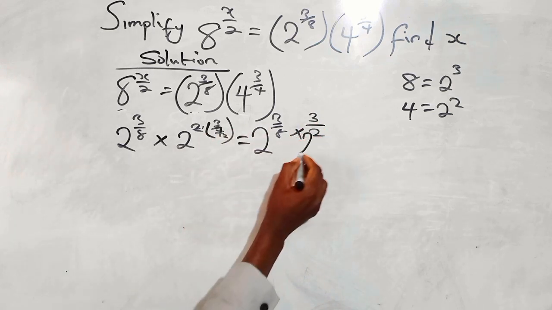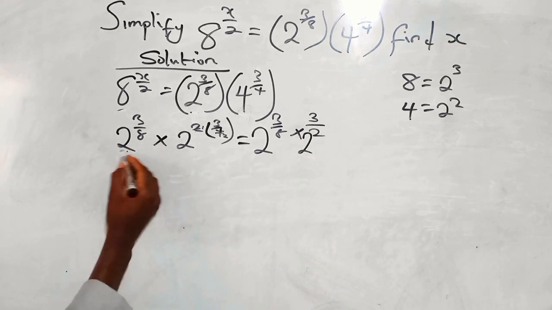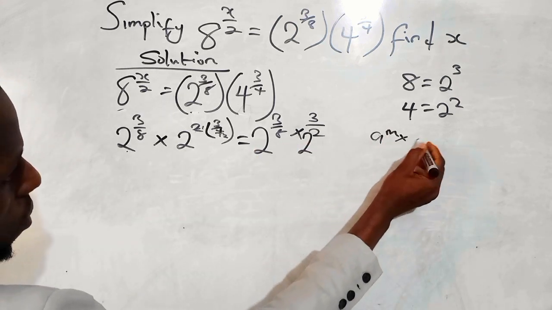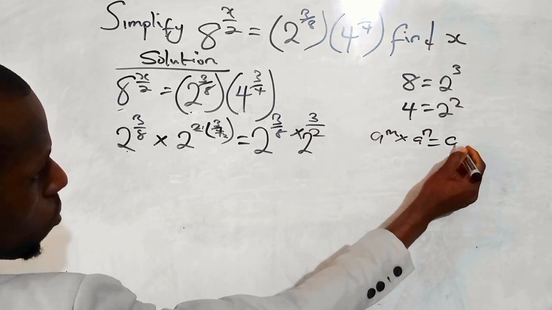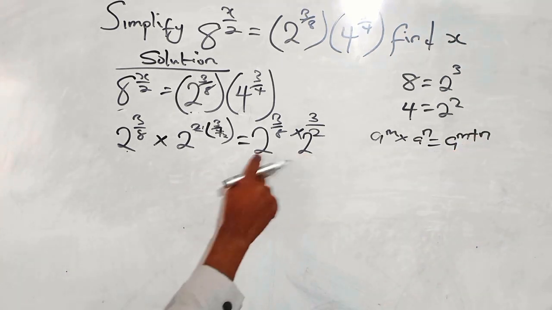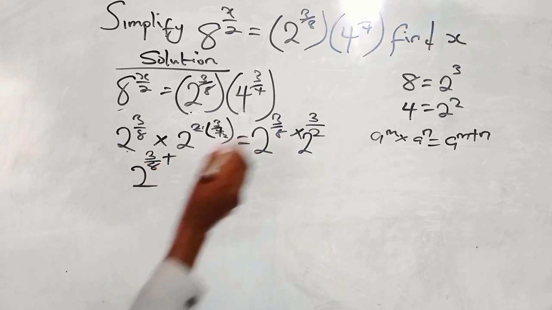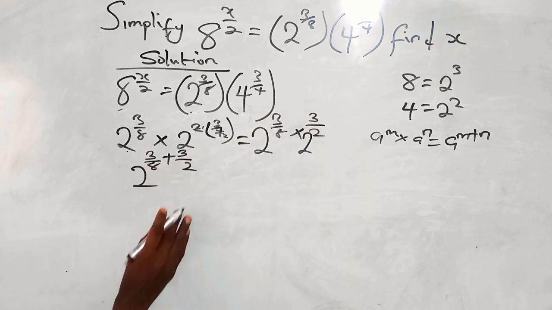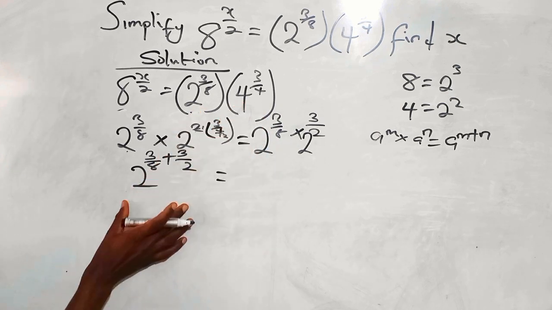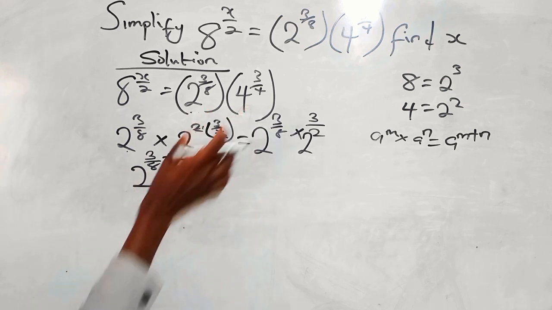So here I have the same base, which is 2. For multiplication of indices, when you are multiplying the same base, we pick out one base and add the powers. So when we pick out the base, which is 2, here we have 3 over 8 plus 3 over 2. We are still resolving the right-hand side of the equation, and then we will come back to the left. So let's keep resolving this.